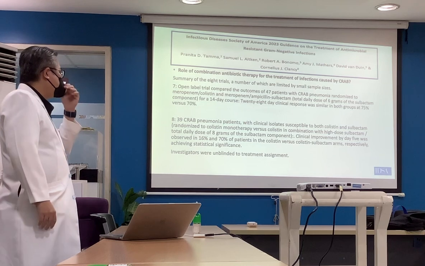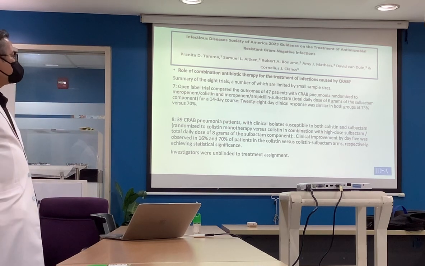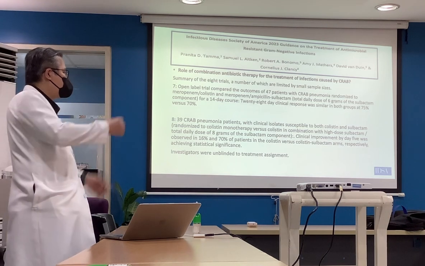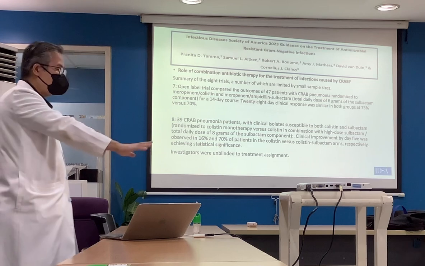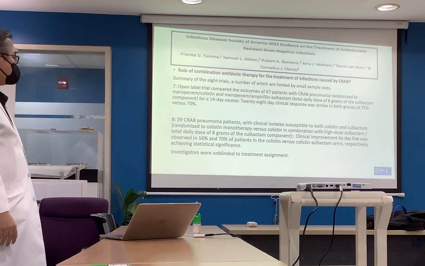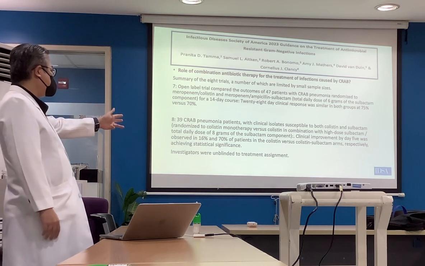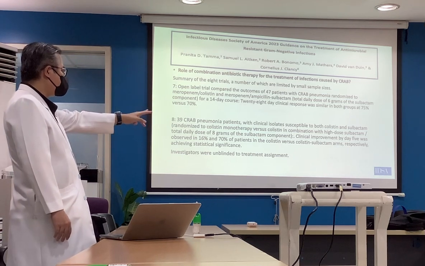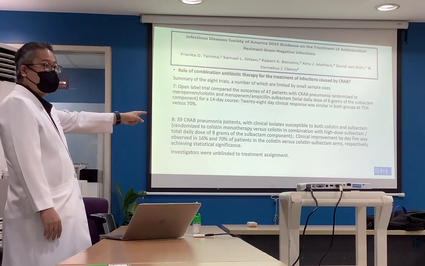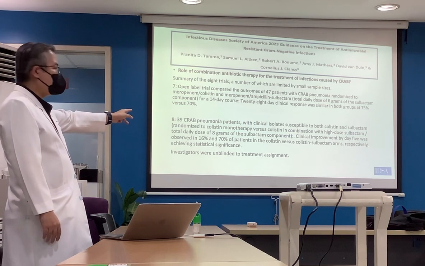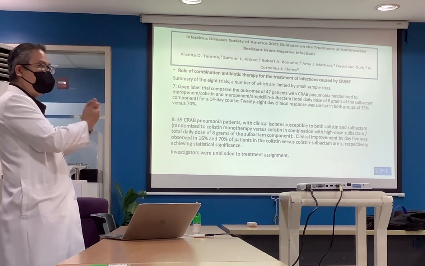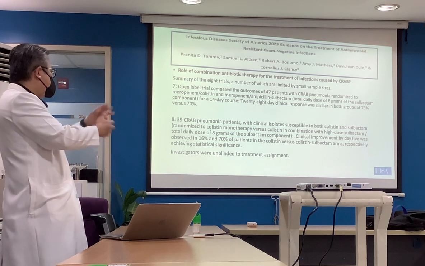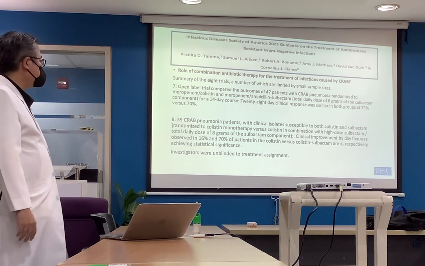Number 8, CRAB pneumonia patients, 39 of them, with clinical isolate susceptible to colistin and sulbactam. So, colistin monotherapy versus colistin and high-dose sulbactam, 8 grams. Clinical improvement by day 5 was observed in 16% and 70% in the colistin versus sulbactam-colistin arms. No? So, dito may nakita. Malaki ang layo, 70% clinical improvement dun sa combination. And that achieves statistical significance.